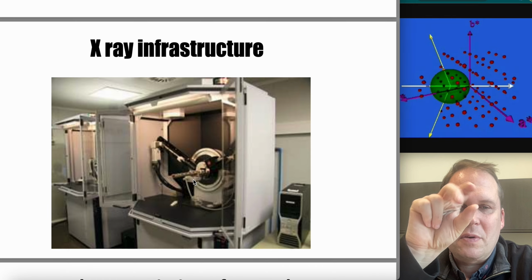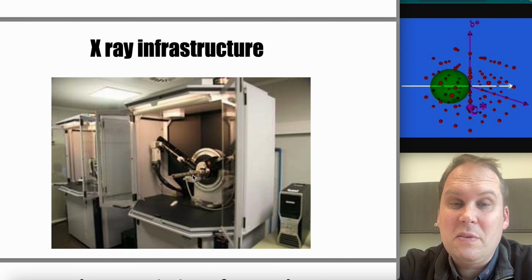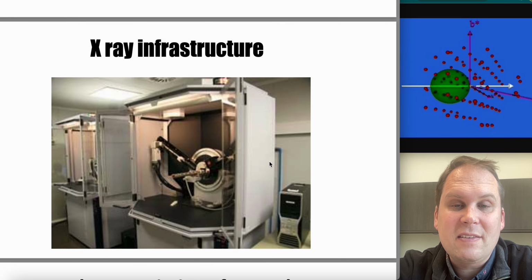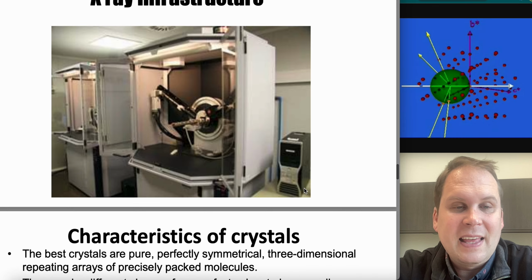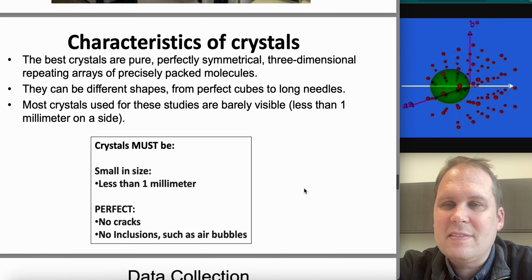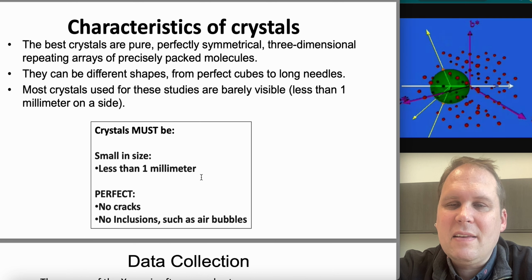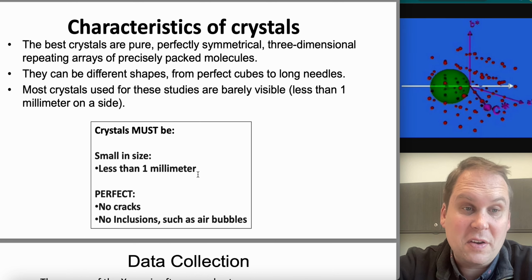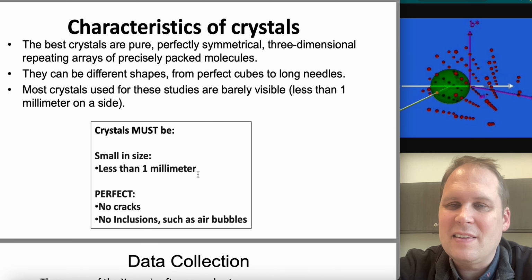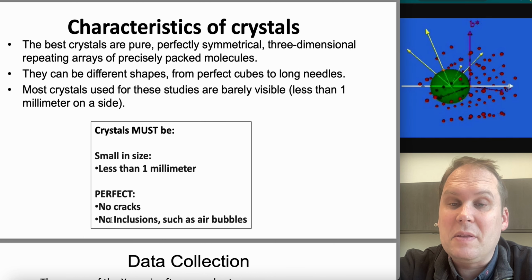goniometer, a little thing that can rotate it just so. And you shoot X-rays at it and you collect the X-rays on a little screen on the other side. That's it. You're X-raying the little crystal. So your crystal needs to be itty bitty, like usually less than a millimeter, which is good. It's hard to make bigger protein crystals. And it has to be absolutely perfect.